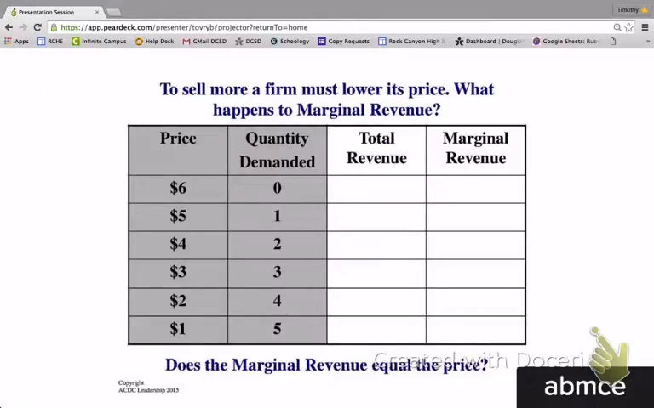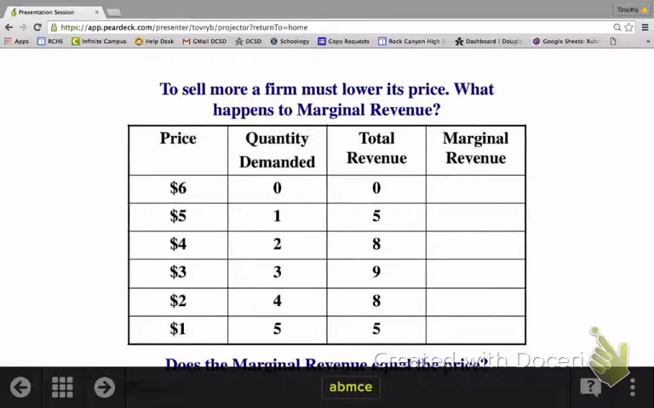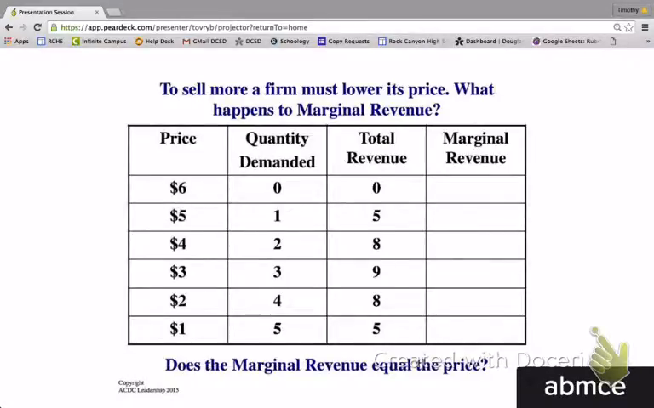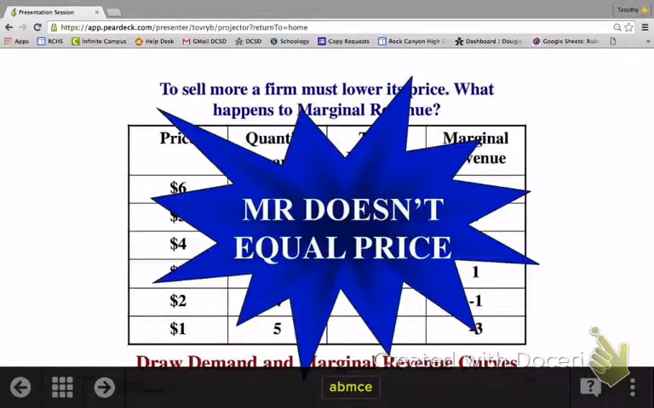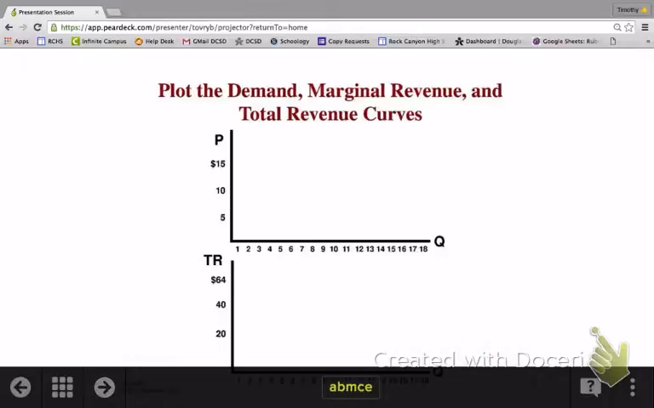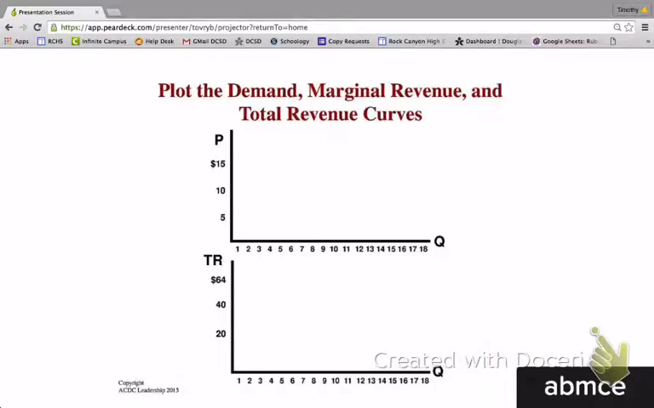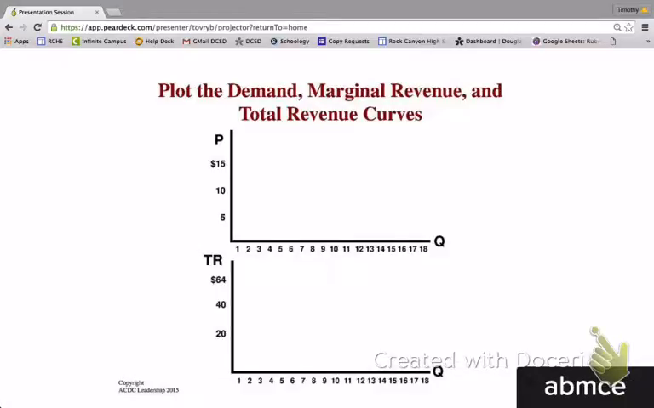So to sell more, a firm must lower its price. So what happens to marginal revenue? Does the marginal revenue equal the price? Well, we've already said no, it does not. Now here we see the total revenue for each price and the quantity demanded. But marginal revenue, notice, does not equal the price. So now we're going to plot the demand, marginal revenue, and total revenue curves.